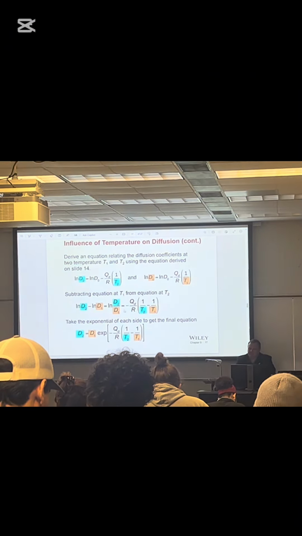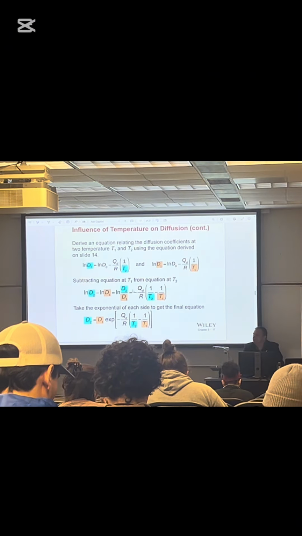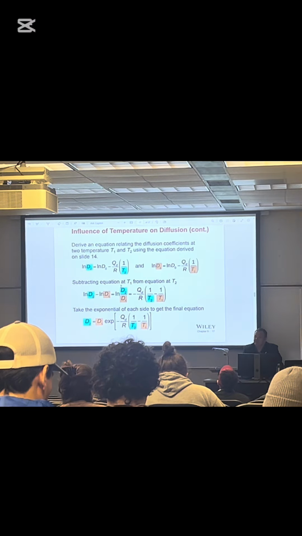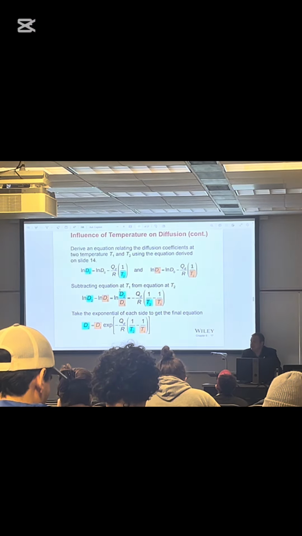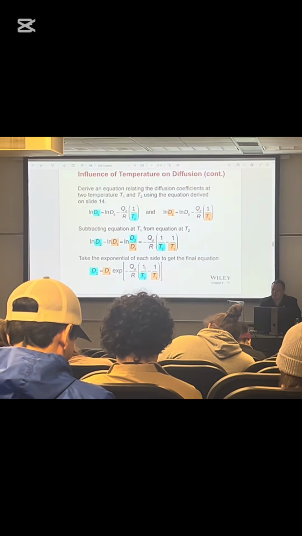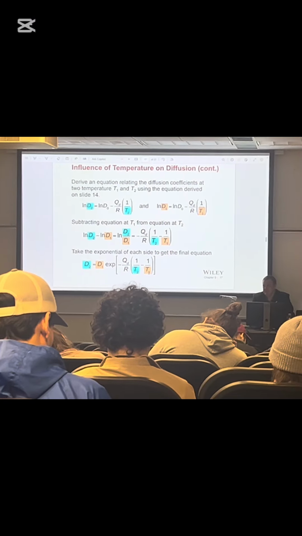Where does this come from? Yeah, that's where you learn this stuff. Which grade? 7th grade. D2 over D1 is equal to the exponent of minus Q sub D over R times 1 over T2 minus 1 over T1.